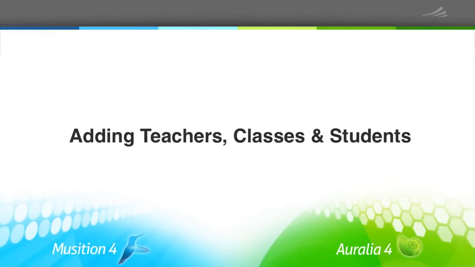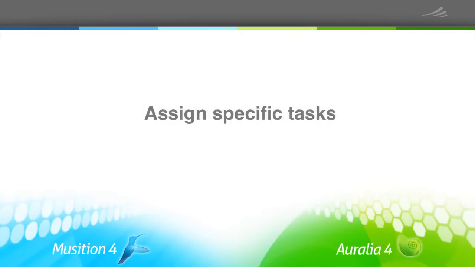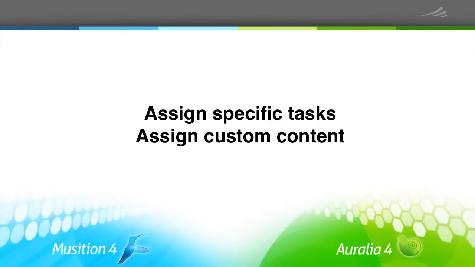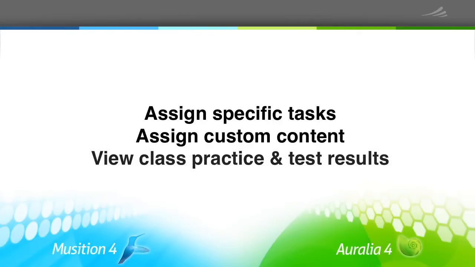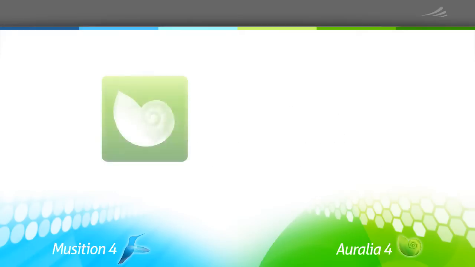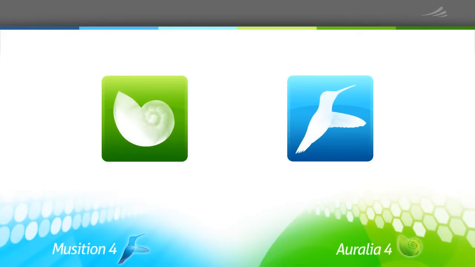Today we'll be looking at adding your teachers, classes and students into Auralia and Musician. Once this is done, you'll be able to easily assign specific tasks and content to each particular group of students, which are called classes in the software. Once all your students are enrolled, all their results will be automatically recorded. If you're using both Auralia and Musician, then all the students, classes, and settings that you apply will be shared by both programs.